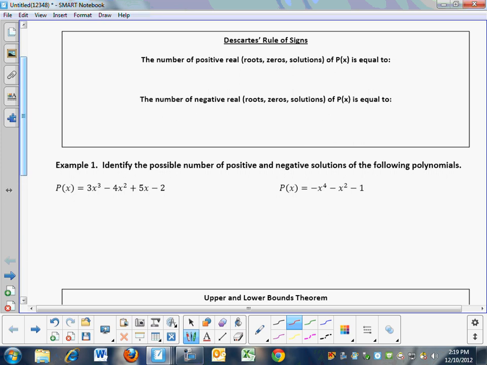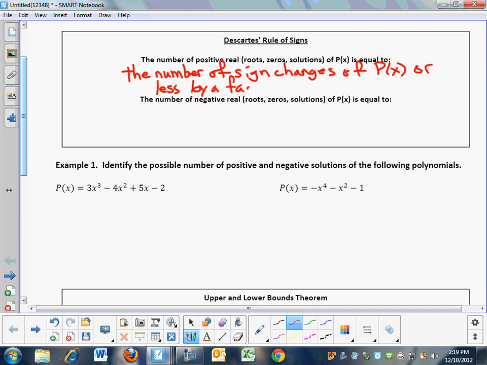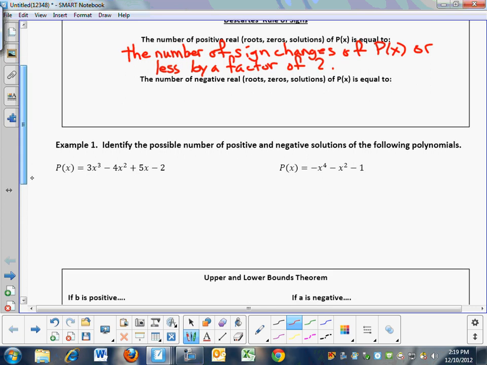is equal to the number of sign changes of p of x, or less by a factor of 2. So that's for positive real roots.